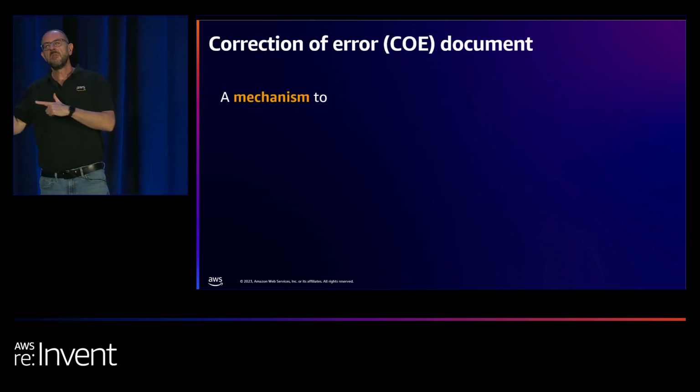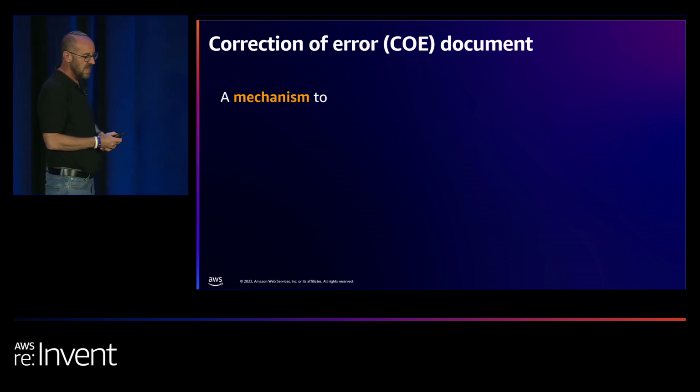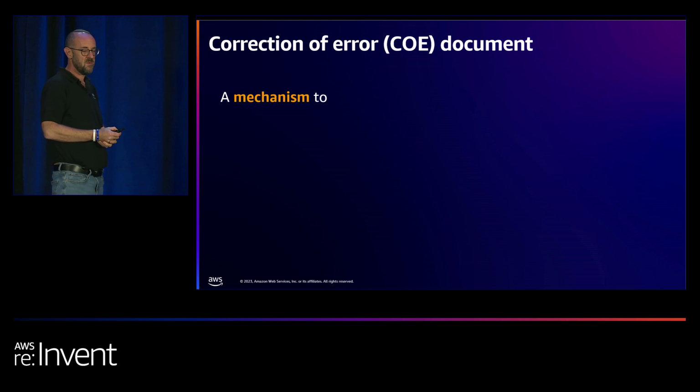I want to dive into that learn phase a tiny bit, and one of the tools that we use internally in Amazon, which I think will be very beneficial. It's a correction of errors, a COE.